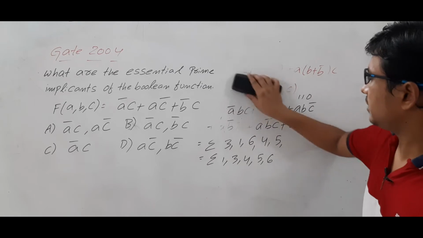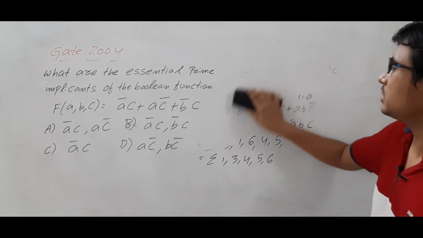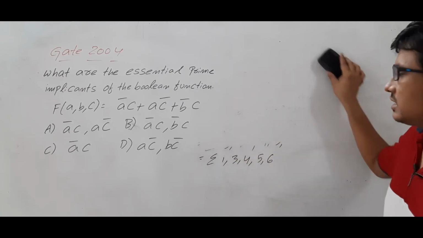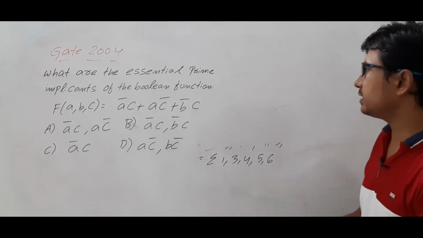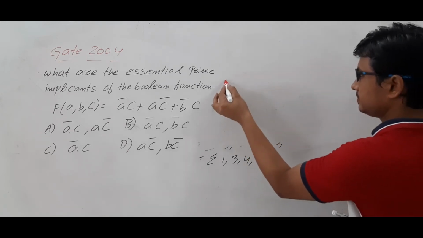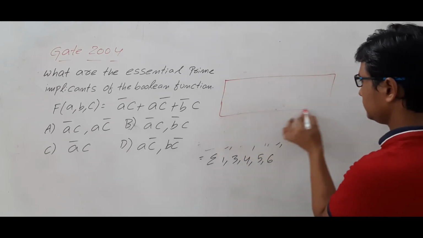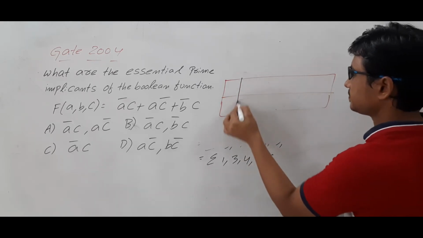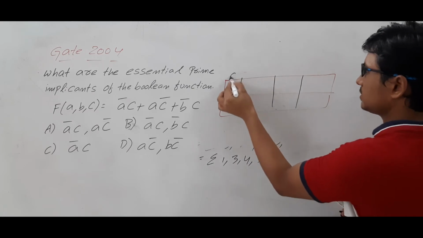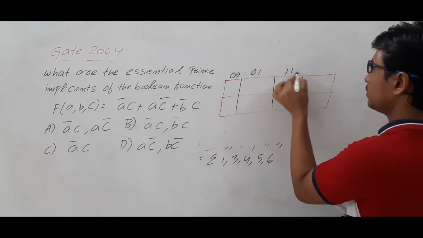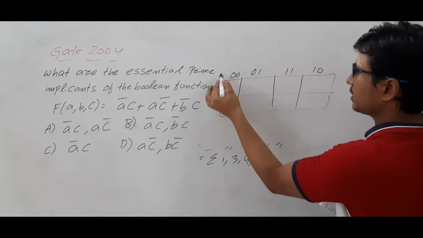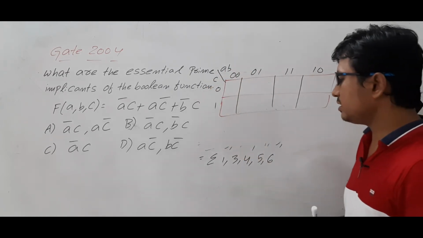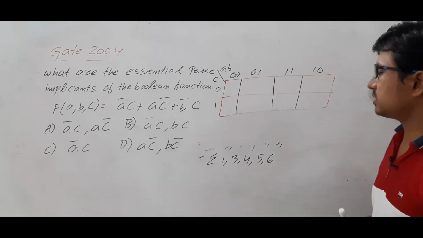Now let me draw the K-map. Now if you have three Boolean variables, how many cells are possible in the K-map? 8 cells are possible. Am I right? Let me draw the 8 cells in the K-map. Okay. And this is 0, 0, 0, 1, 1, 1, 1, 0. This is 0, 1. A, B, and then you have C.